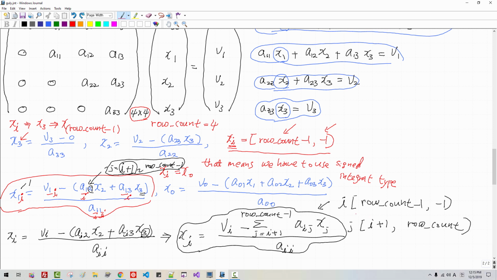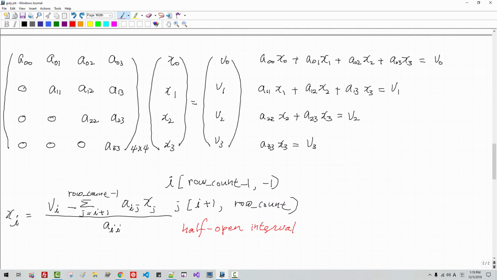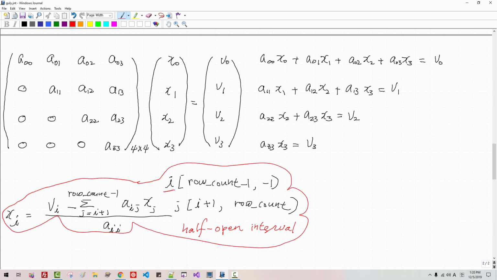Following C and C++ convention, the start index is included. The end index is not included. This is a half-open interval. In summary, if we examine this equation carefully, the index i includes a negative number, minus 1, so we have to use a signed integral type for i and j.